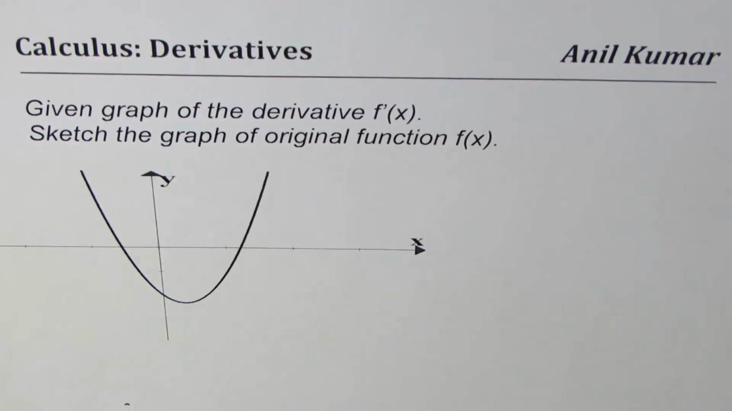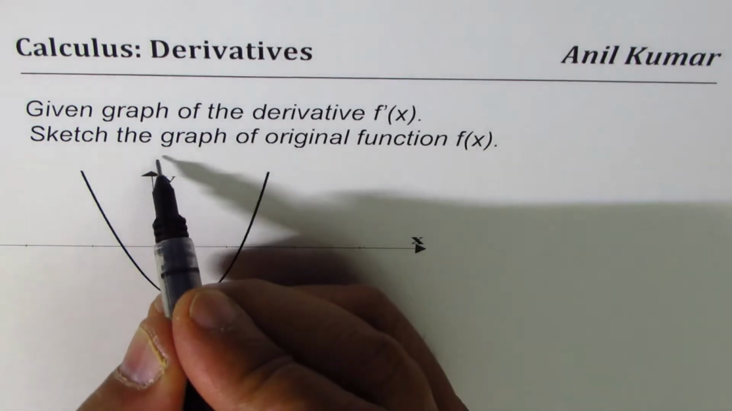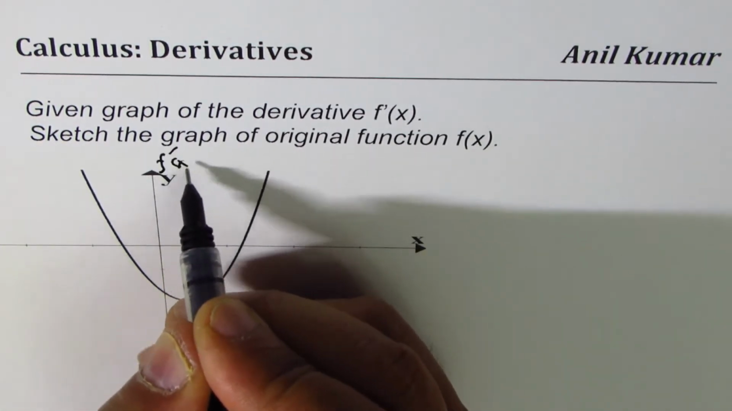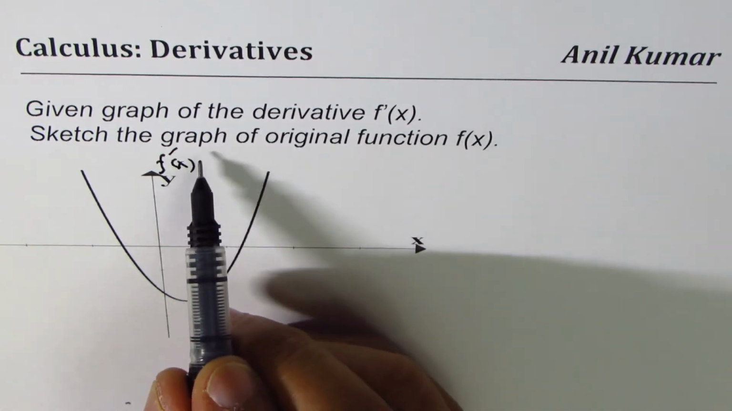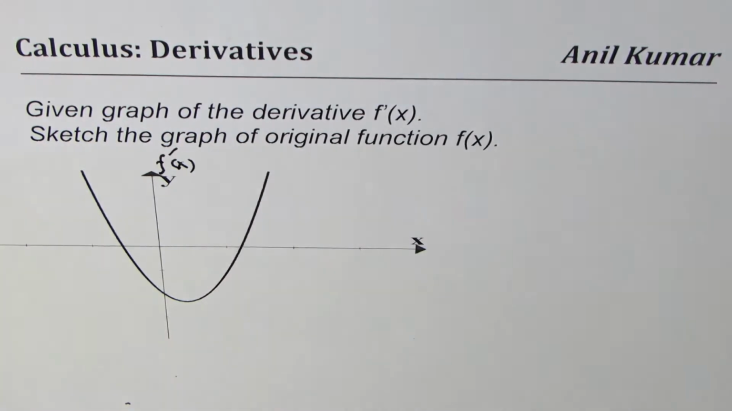Given a graph of f prime x, the derivative of the function, sketch the graph of the original function. So read the question properly, that means derivative. We are given the graph of the derivative and we need to sketch the graph of the original function f of x. Remember that. I hope now the question is very clear to you. You can pause the video, answer the question, and then look into my solution.